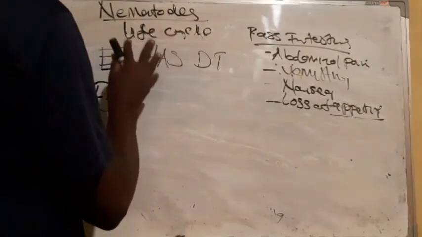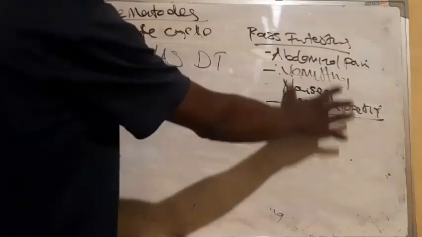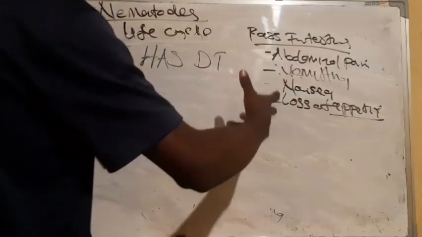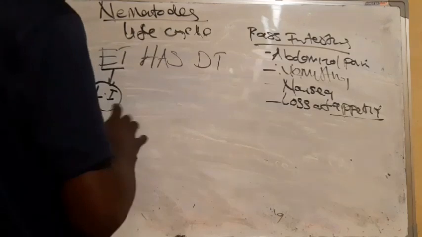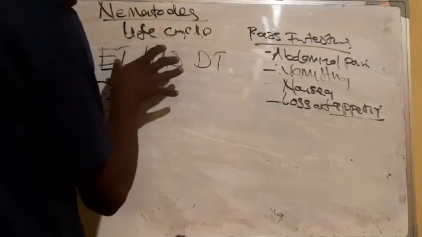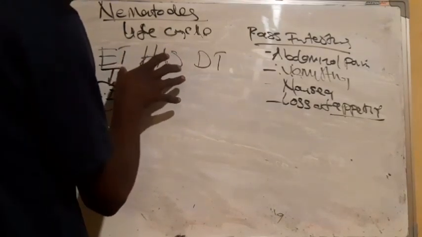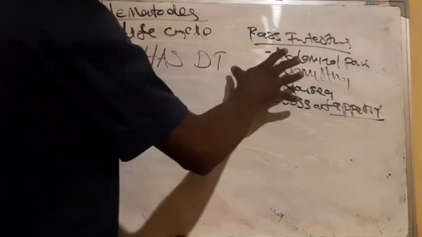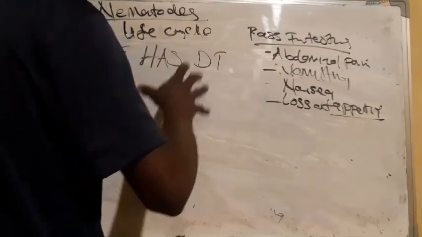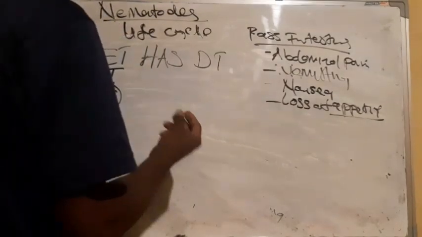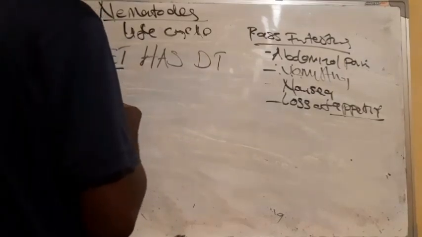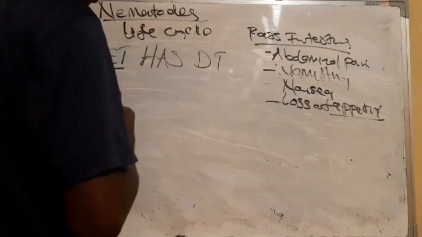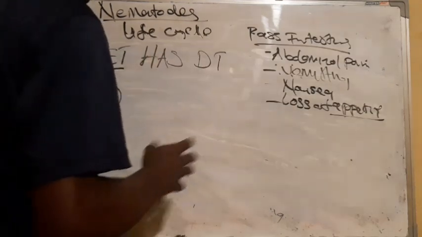So whenever you're writing the clinical manifestation, don't leave these out, because these are the general symptoms that these show. But they also have specific symptoms that can help the clinician identify that this is Enterobius, this is Ascaris, this is hookworm, and then we are going to discuss them.